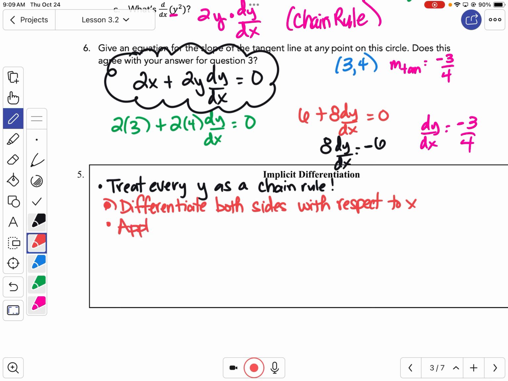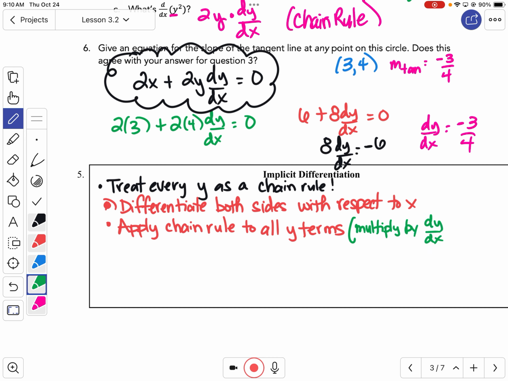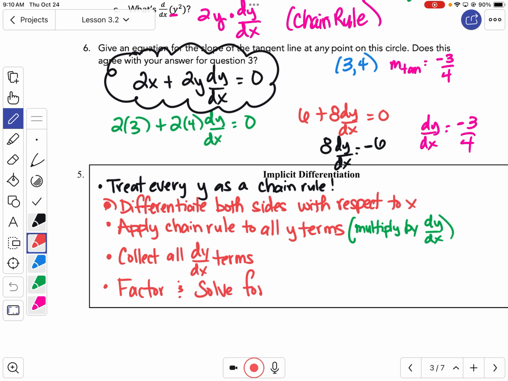We're going to apply the chain rule to all y terms, which basically means we're going to multiply by dy dx for every y term. Okay, that's what that means. And then we collect all our dy dx terms on one side. Factor and solve. Okay. That is the process for implicit differentiation, right?